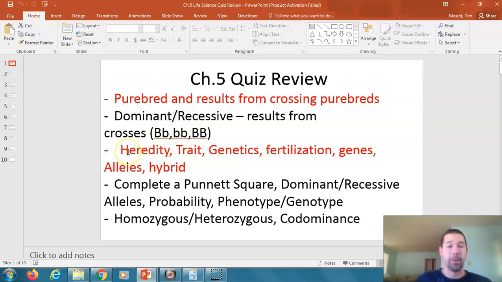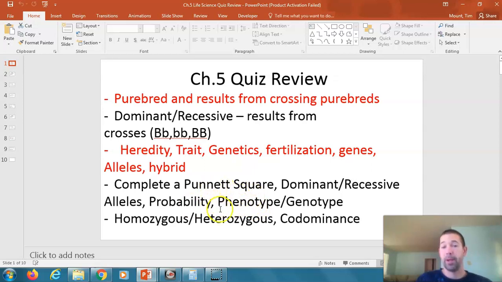Also study these vocabulary words: heredity, trait, genetics, fertilization, genes, alleles, and hybrid. You'll also be asked on the quiz to complete a Punnett square. It'll show dominant and recessive alleles. There'll also be questions about probability, phenotype.